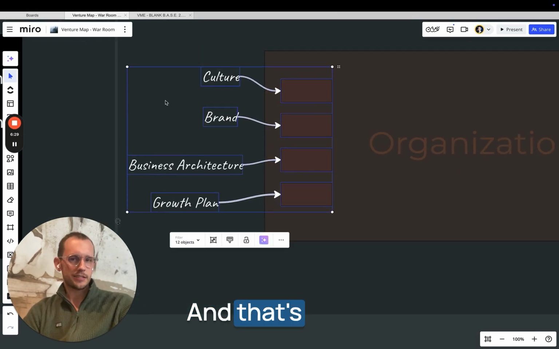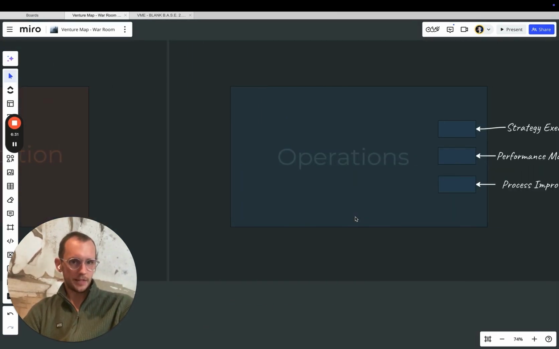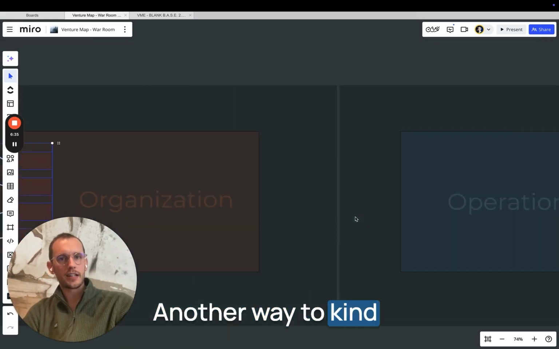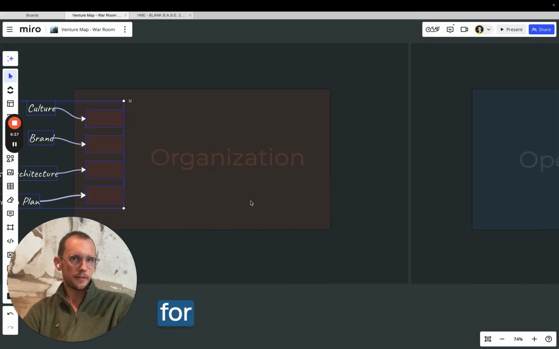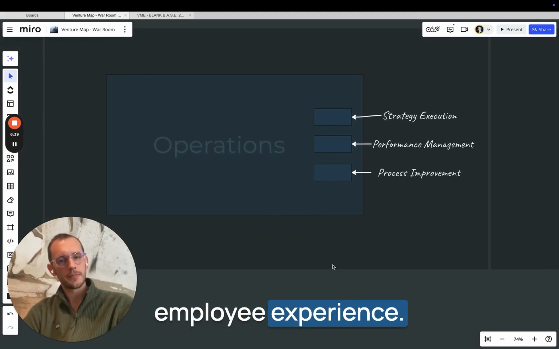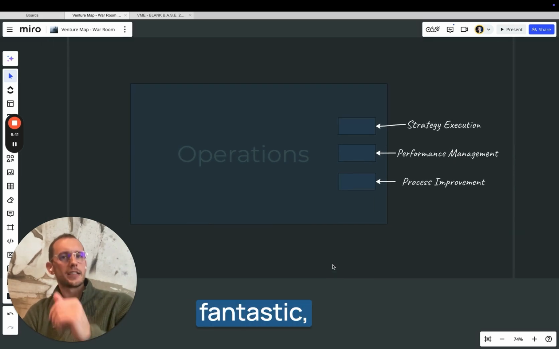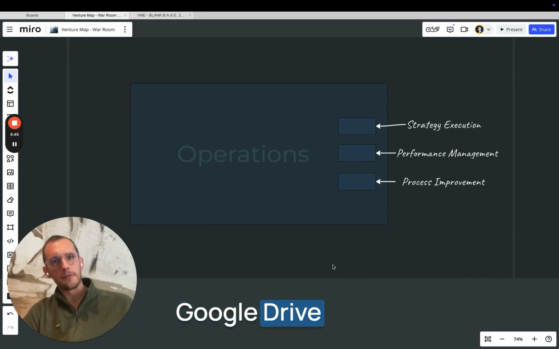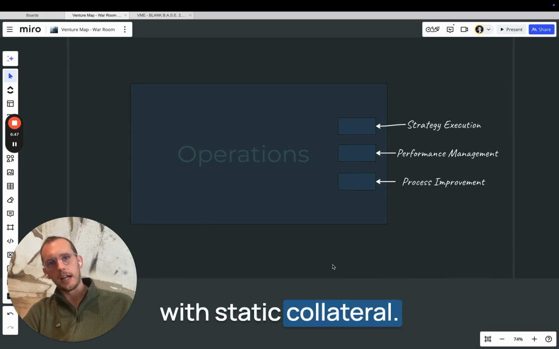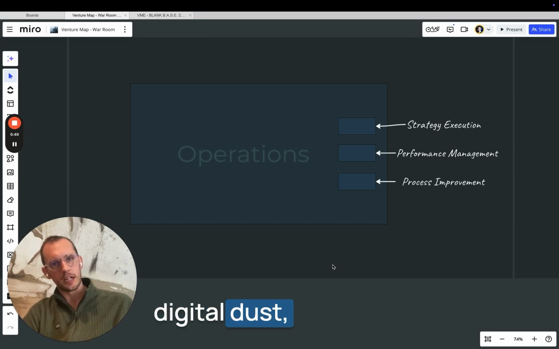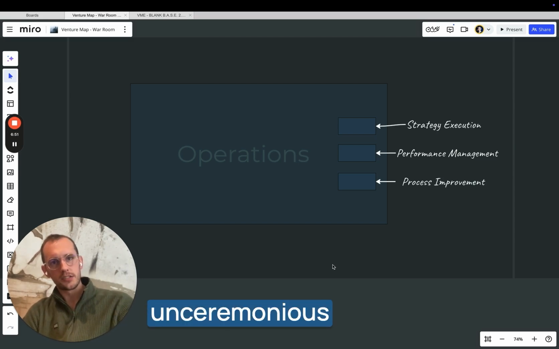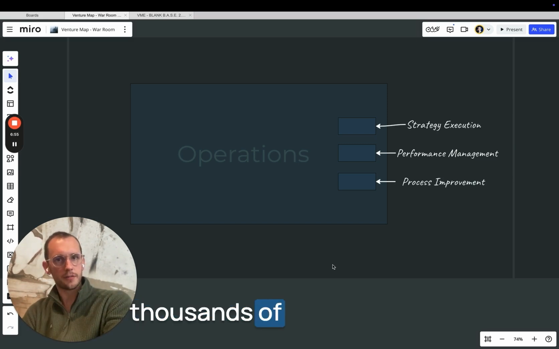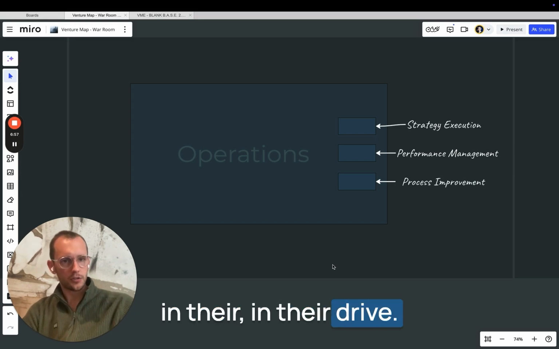And that's how we look at it. That's how we house everything in that space. Another way to kind of think of it is the fuel cell for the customer and employee experience. Now, all of that's fantastic, but there's no shortage of people who have Google Drive filled with static collateral that's just collecting digital dust, dying an unceremonious death, never to be found again, thousands of folders deep in their drive.